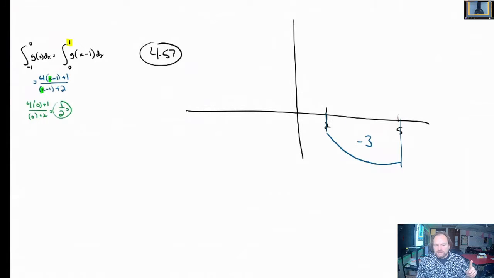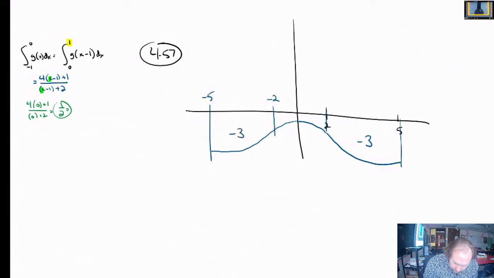We also know this is an even function. So whatever this graph does, I'm going to connect it to the axis there because I want to illustrate that even functions are symmetric to the y-axis. So the other curve looks like that. It's going to have the same basic shape on the other side, and it's also going to have the same area. So that's negative 3 also.